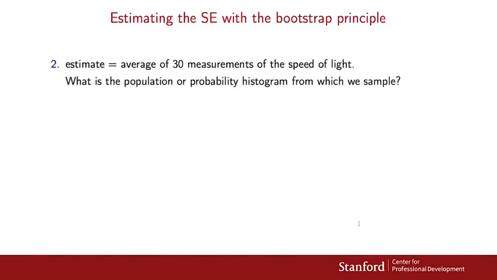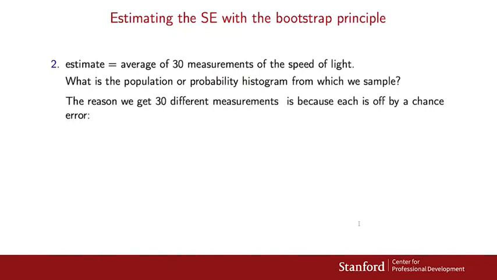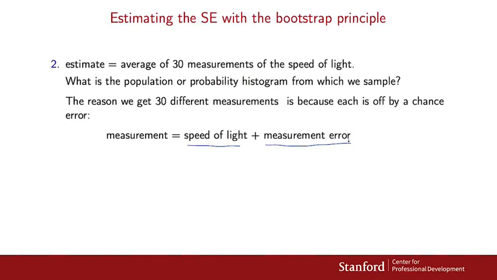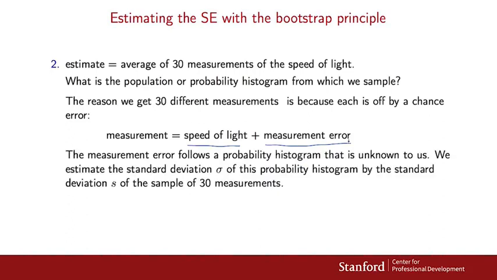So now in this case, what's the population or the probability histogram we are sampling from? We have to think through that question first before we can apply the bootstrap principle. Now, the reason why we get 30 different measurements in the first place is because each measurement is off by a chance error. So we have a model where each measurement equals the true speed of light plus a measurement error. And we can think of the measurement error as a random error. This chance error follows some kind of probability histogram that we don't know.